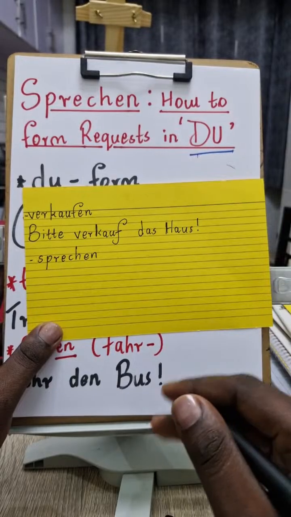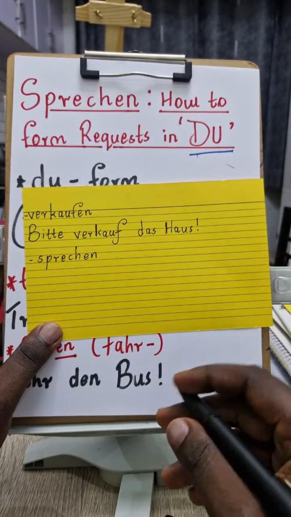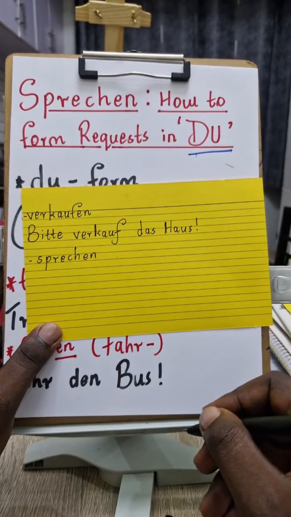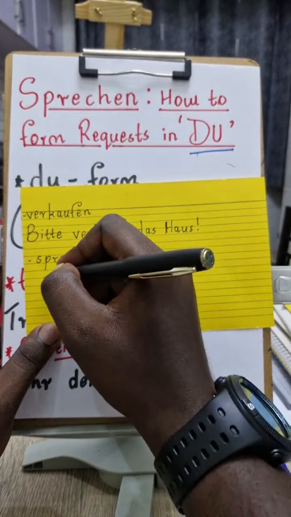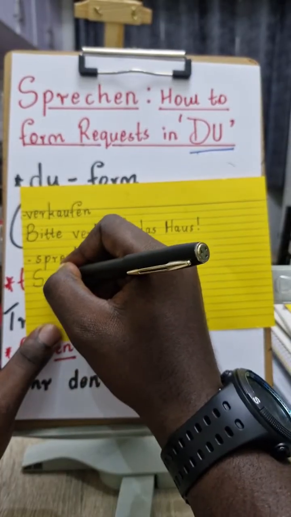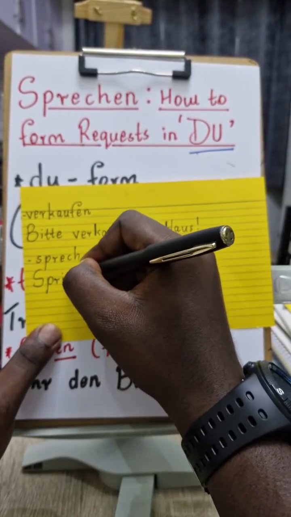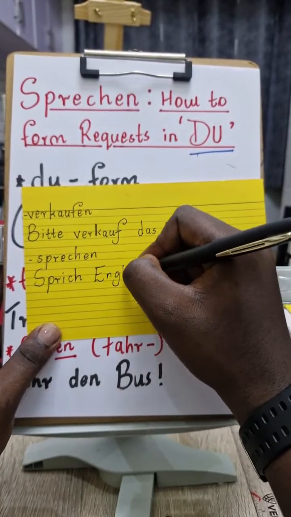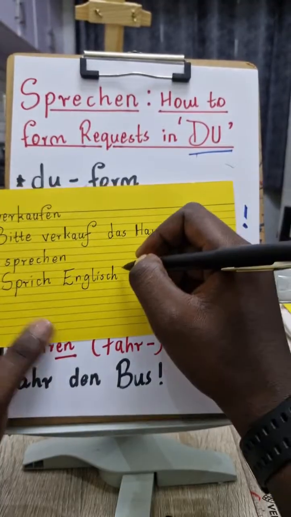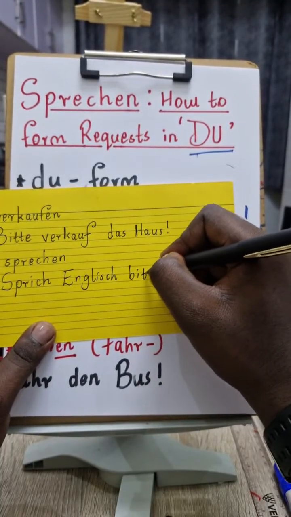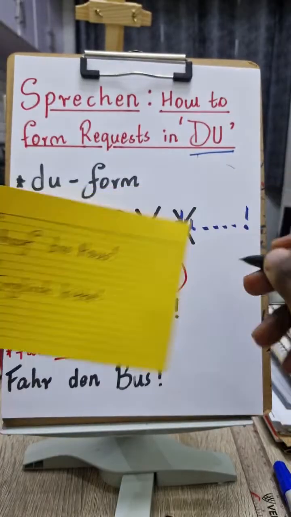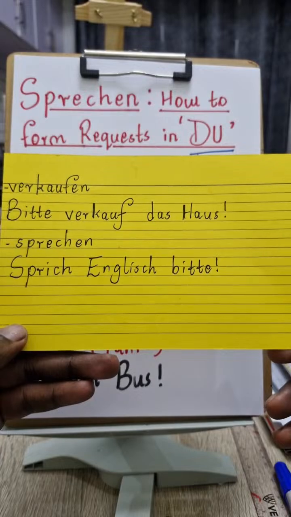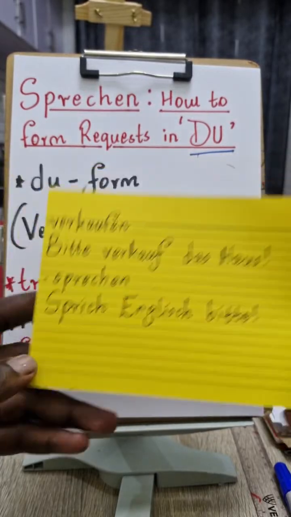Instead, normally when you conjugate sprechen, it becomes sprichst, right? With an I. So if I'm to tell somebody, speak English, in the du form, request, speak English, now you would say, sprich English, bitte. Look at that. Sprich English, bitte. Speak English.